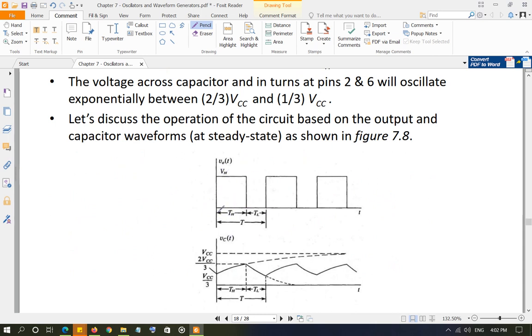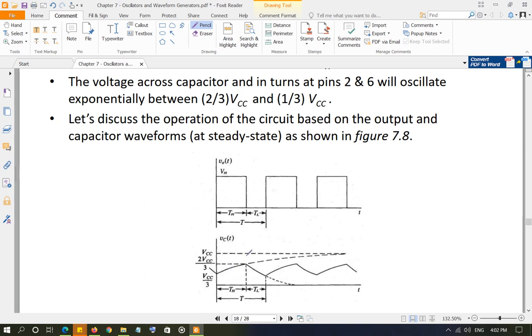When it is high, we call this time TH, the time corresponding to when the output is high, and when it is low, we call it TL, the time corresponding to when the output is low. Now observe that TH and TL are different. Why they are different, as you will see, is because the time constant of the RC circuit is different when the output is high and low.